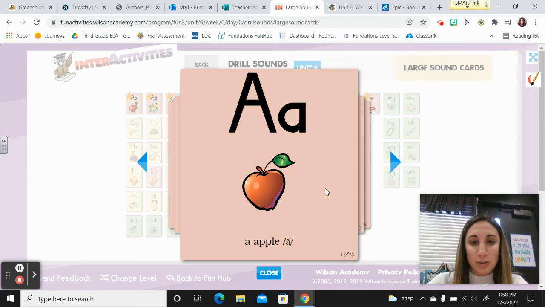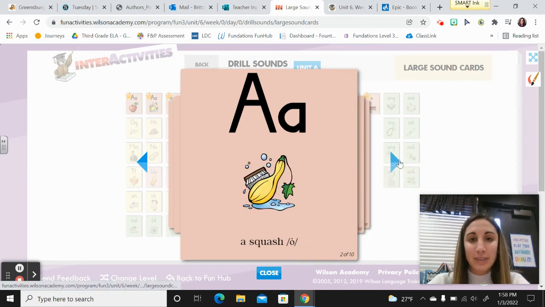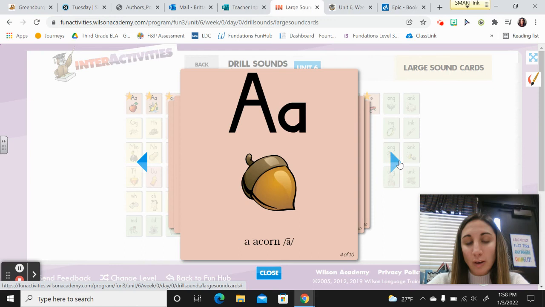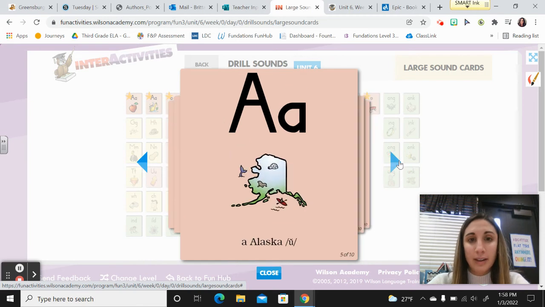Let's get started with our drill sounds warm up. Repeat after me. A, apple, ah. A, wash, ah. A, squash, ah. A, safe, A. A, acorn, A. A, Alaska, ah. Good, that's our brand new one from yesterday.